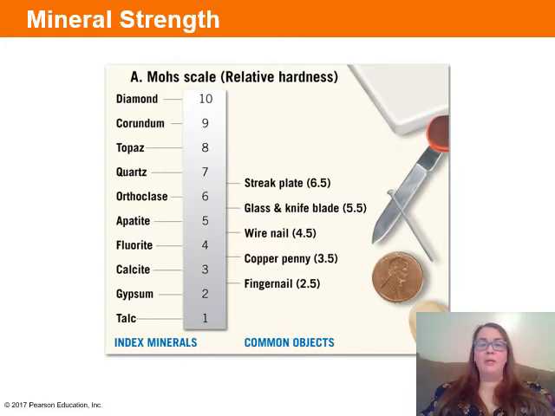If we have a streak plate, this white porcelain plate, and we can leave a powder behind, that's telling us that the mineral is weaker than that plate. So it's going to be less than a 6.5 on the scale. So for example, let's say I find a mineral that I try to scratch with my fingernail and I can't. But I can leave a streak behind. That's going to tell me that that mineral is somewhere between a 2.5 and a 6.5 on the scale. It's just going to help us narrow down the relative hardness of these minerals.